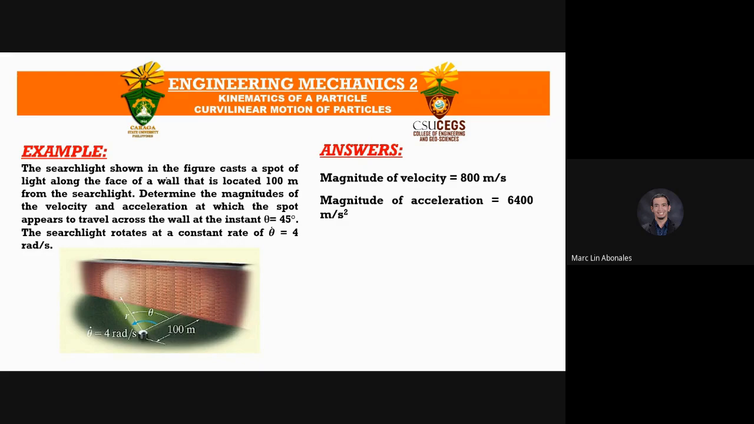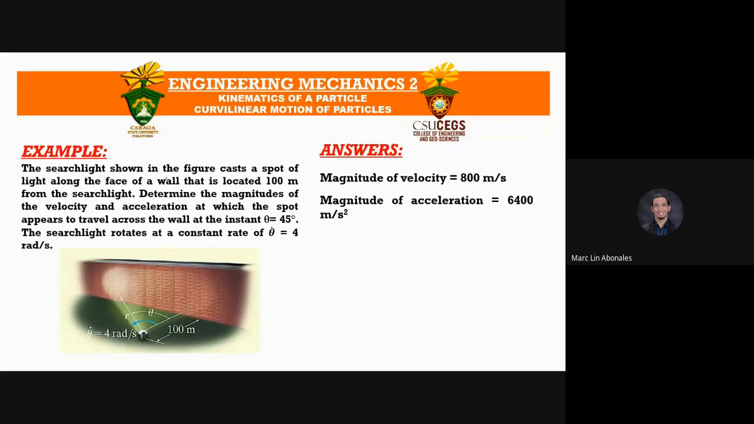So for the first problem for cylindrical coordinates, what we have here is the searchlight shown in the figure casts a spot of light along the face of a wall that is located 100 meters from the searchlight. So what you need to determine are the magnitudes of the velocity and also the acceleration at which the spot appears to travel across the wall at the instant where the angle theta is equal to 45 degrees.